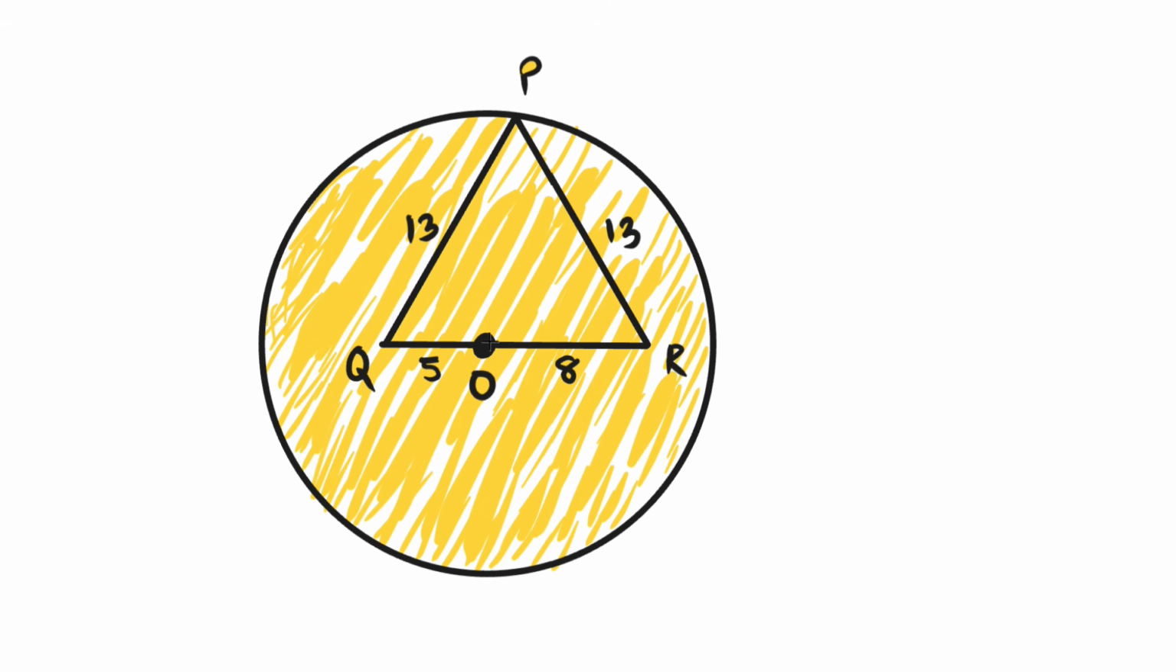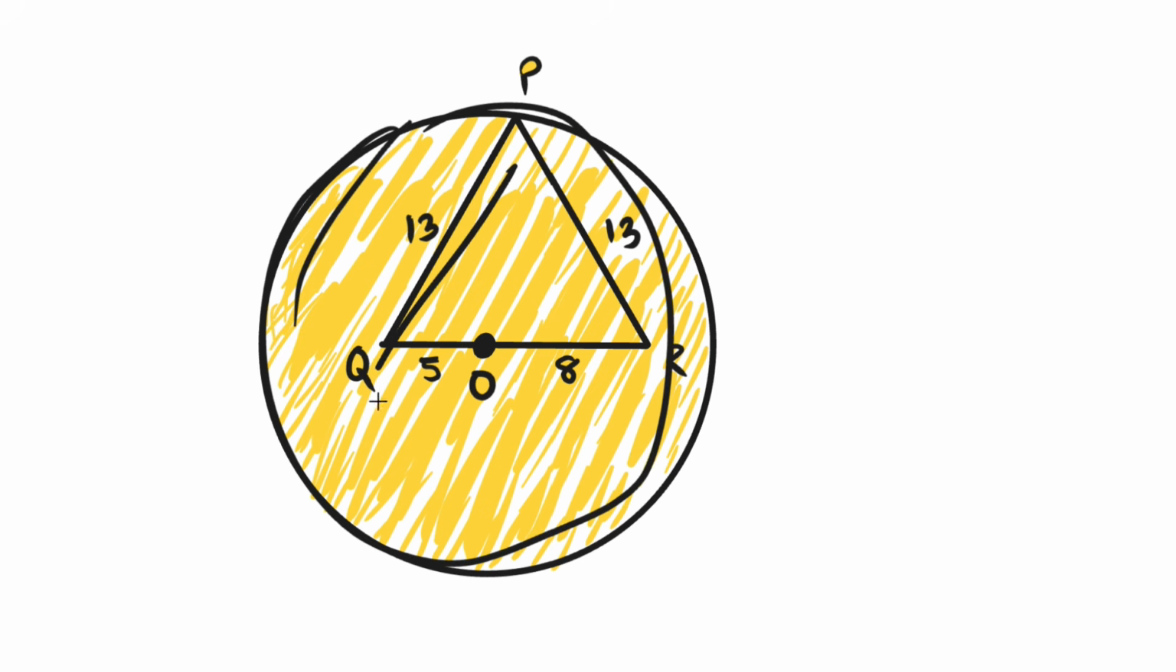The point O lies directly on side QR. We're told that every side of the equilateral triangle has length 13 units. The distance from Q to O is 5 units, and the distance from O to R is 8 units. Our job is to find the area of the circle.